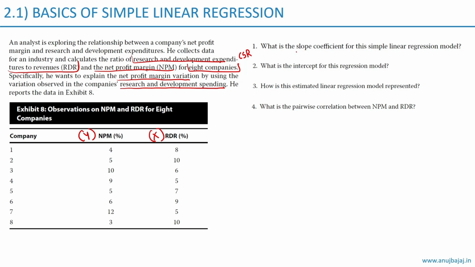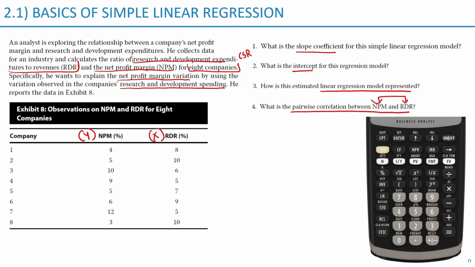We are required to calculate the slope coefficient and the intercept. We are required to show how the linear regression model is represented and what is the pairwise correlation between the two variables. So first let us enter the data into the calculator. We will be using the data function and the statistic function. So press second and then press data.